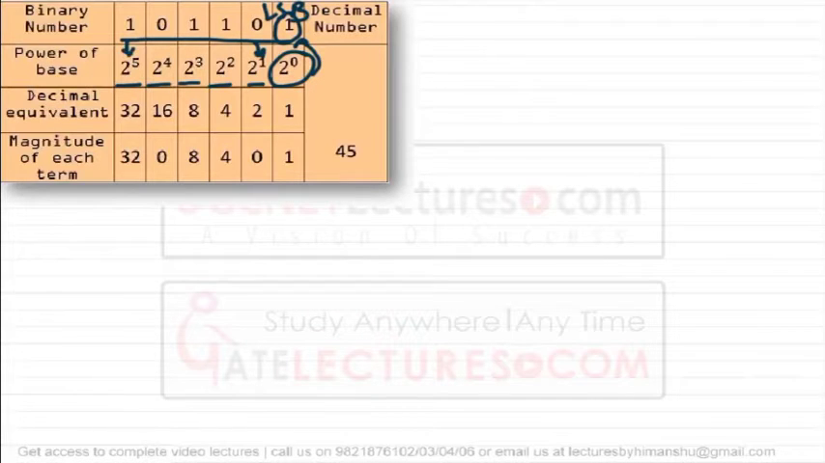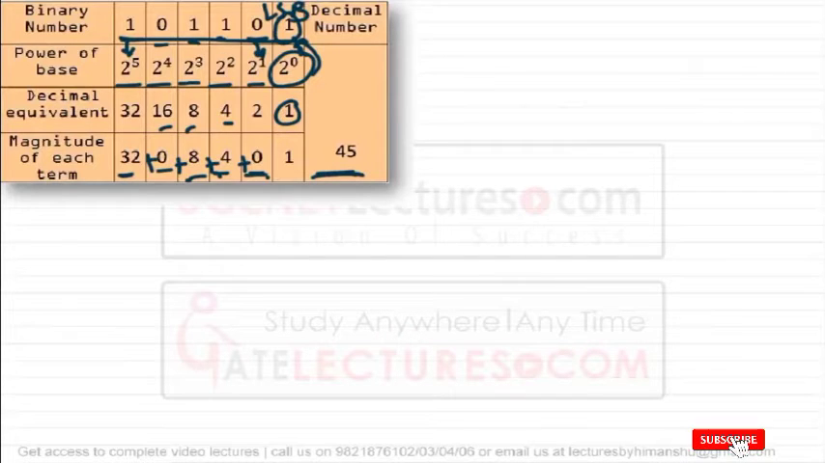Now you multiply. We multiply 1 with 1, we get 1. Then you multiply 0 with 2, you get 0. Then 1 with 4, you get 4. 1 with 8, 8. 0 with 16, you get 0. And 1 with 32, you get 32. Then you add all these. What are you going to get? 32 plus 8 is 40, plus 4 plus 1, 45. So the decimal equivalent for the given number 101101 is 45. This is how you convert a number from a different base to decimal.